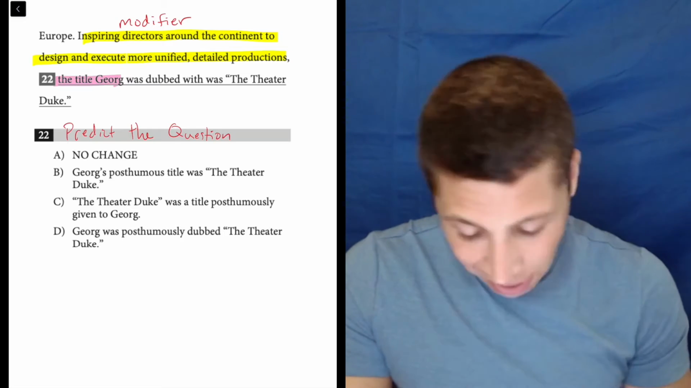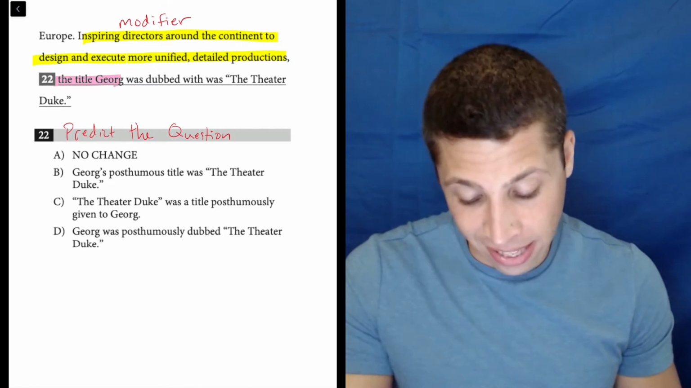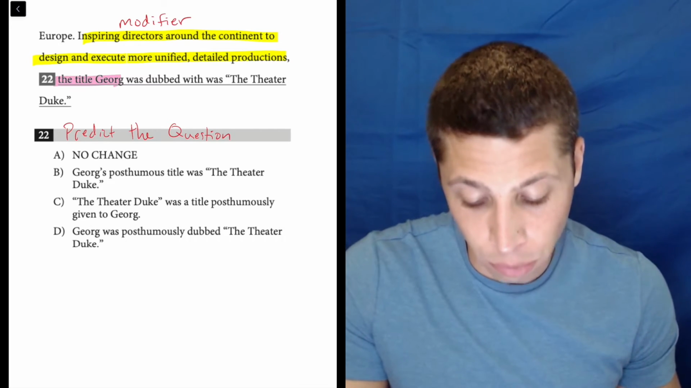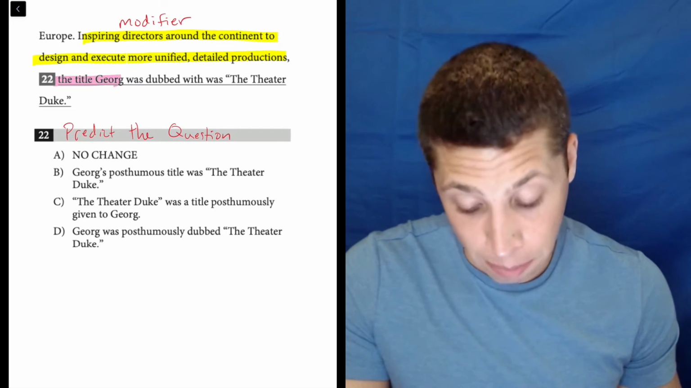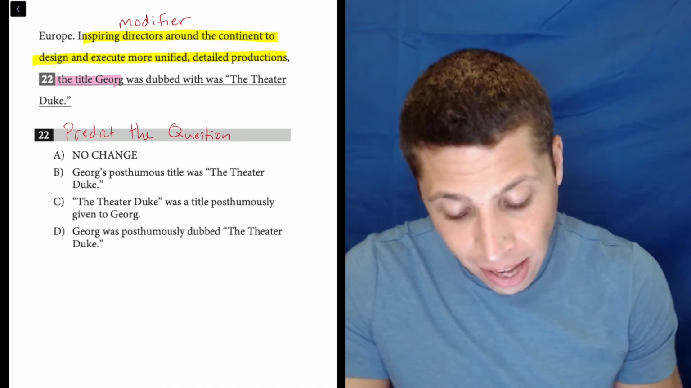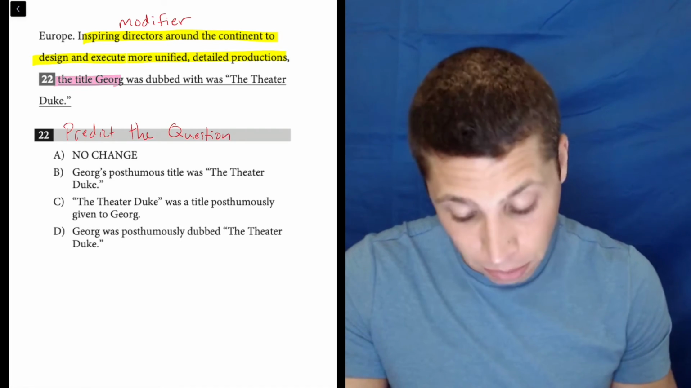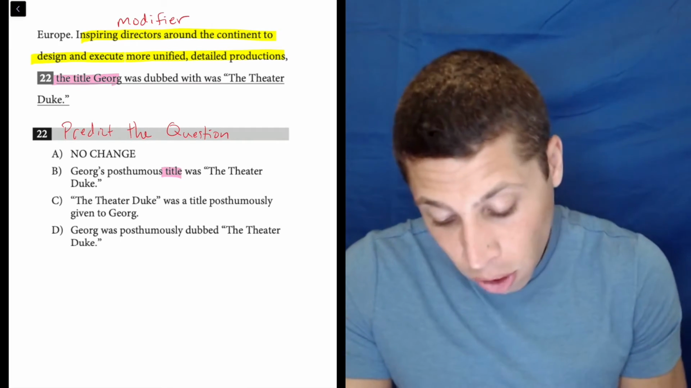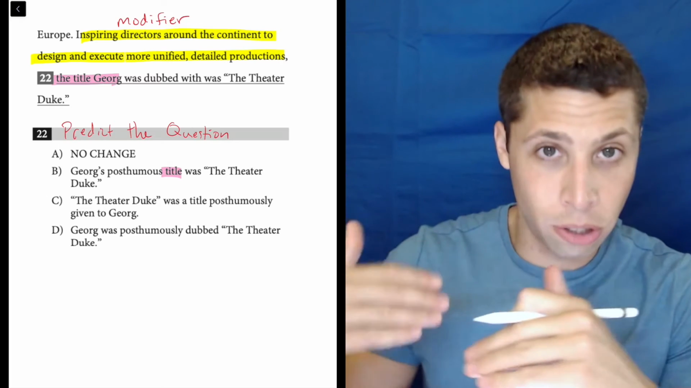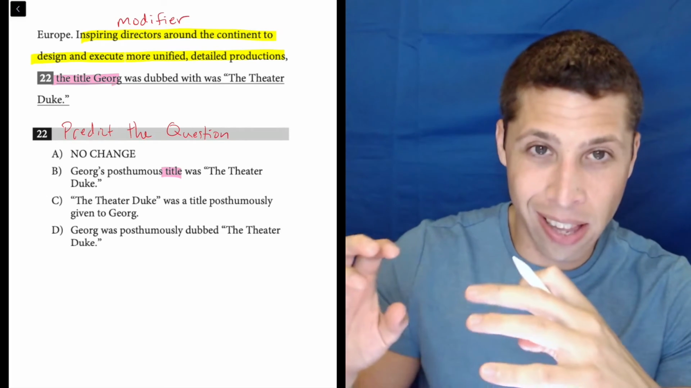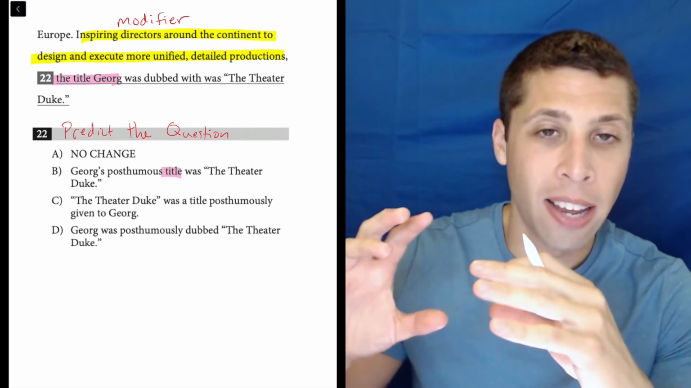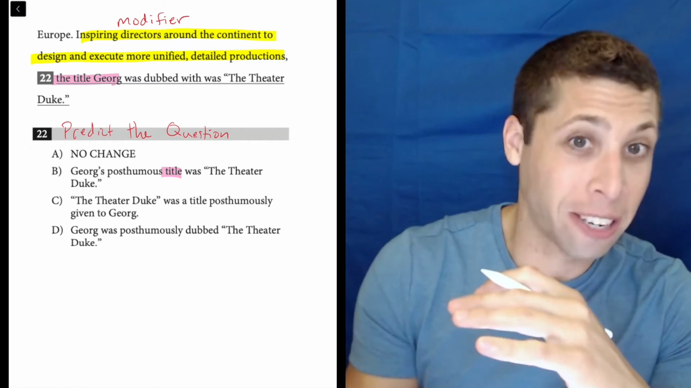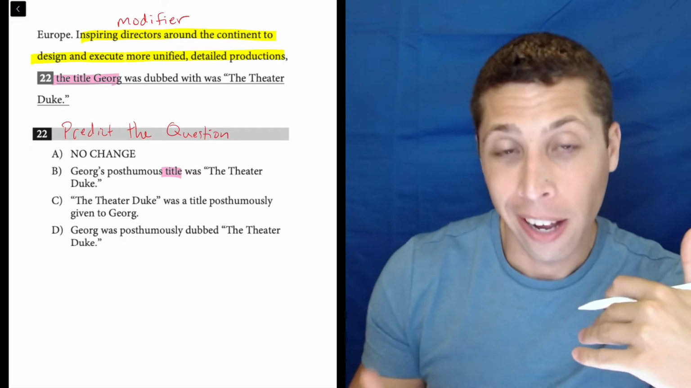Well, choice A makes it seem like it's the title. The title George was dubbed with was the Theater Duke. First of all, I don't really know what that's even saying, but the title is not inspiring these people. That also is kind of what B is saying. So even though it starts with George, the apostrophe there is telling me that we're really just describing the thing that we're really talking about. It's almost like a modifier on a modifier.